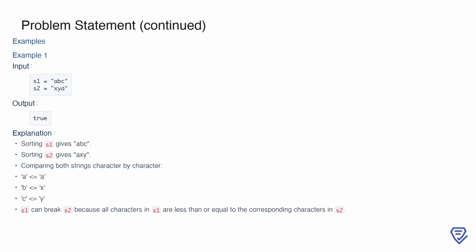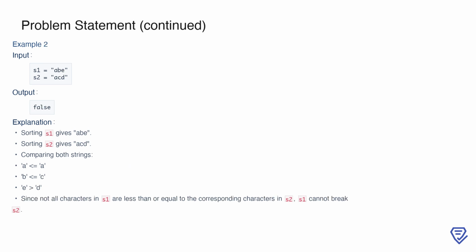To better understand the problem, let's look at the first example. Suppose S1 is ABC and S2 is XYA. Sorting S1 gives ABC, and sorting S2 gives AXY. Now, we compare the characters at each index. At index 0, A is less than or equal to A. At index 1, B is less than or equal to X. At index 2, C is less than or equal to Y. Since all characters in S1 are less than or equal to the corresponding characters in S2, we can say that S1 can break S2. Therefore, the output in this case is true.